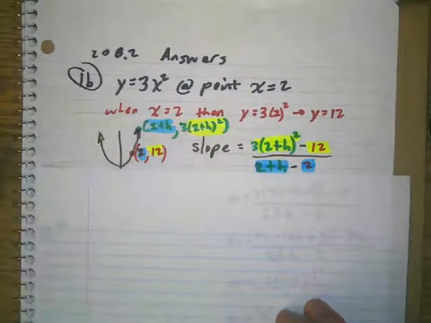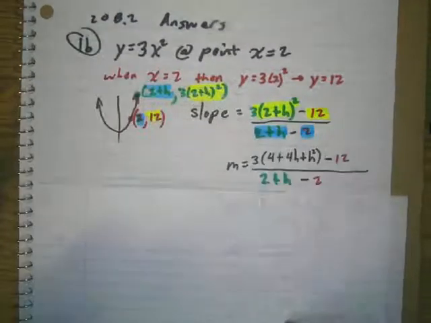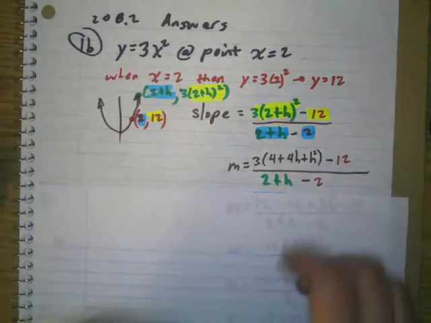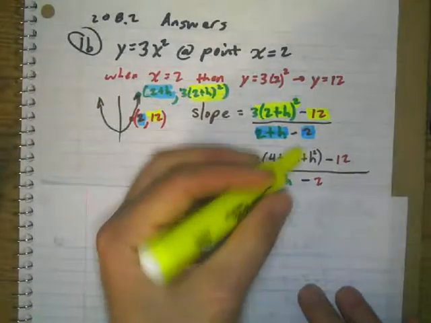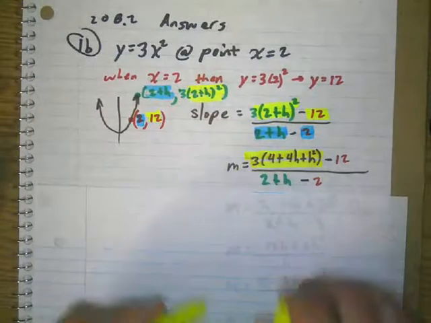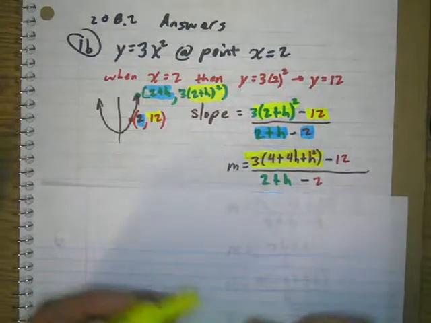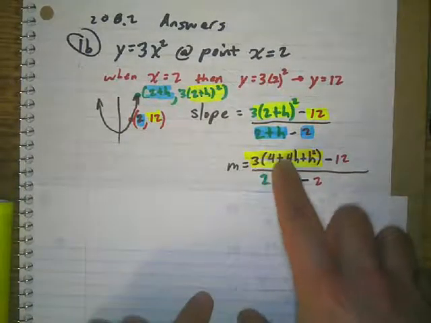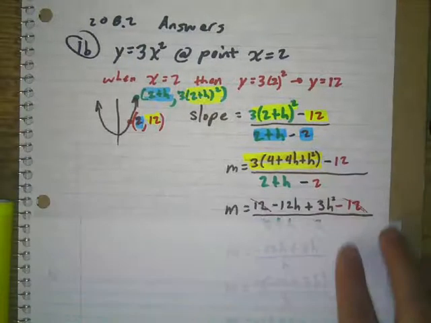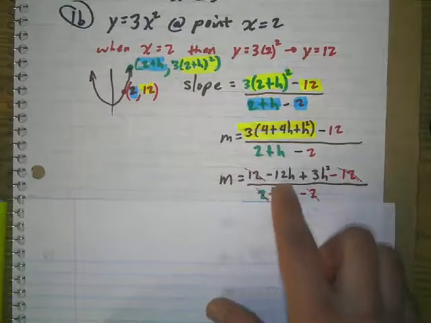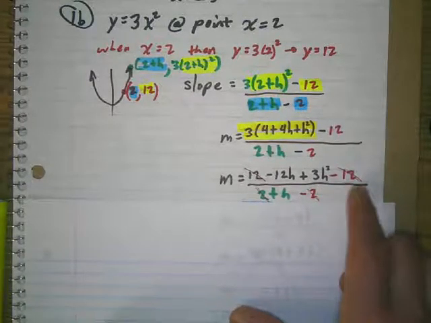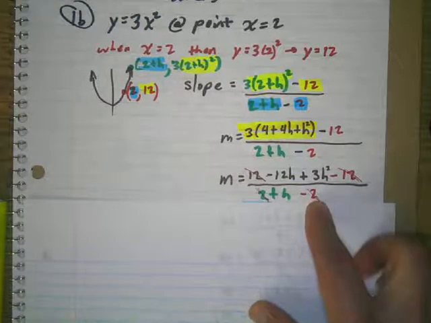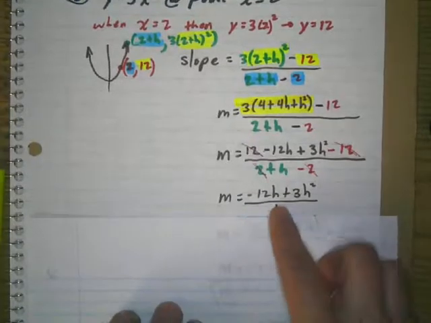Okay, so now we do (2 plus h) squared, which is 2 plus h times 2 plus h. If you FOIL that out, you end up with 4 plus 4h plus h squared. Minus 12 for this. And then we do the distributive property with the 3, and we end up with 12 plus 12h plus 3h squared. This 12 and that minus 12 cancel out. This 2 and that minus 2 cancel out. And then you're left with 12h plus 3h squared.